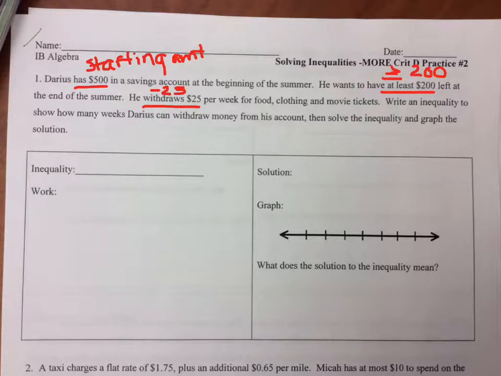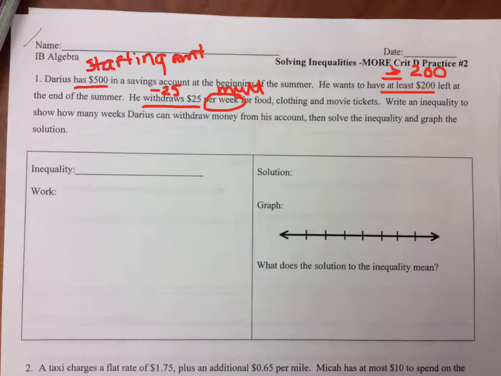No one's giving it to him. It's being subtracted. He's taking it out. So his amount in his bank account is going to be less by that much each week. So per week means I need to multiply. Each week, per week, those are all going to tell me to multiply.